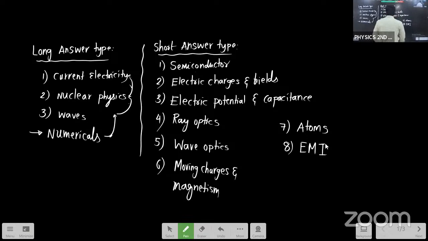Now again, from these 8 topics, if you are perfect with any 6 chapters, that would be more than sufficient for writing all the 6 answers for your annual examination. So whatever 6 chapters you feel easy, please go through those 6 chapters. Now we are going to start very short answer type questions.